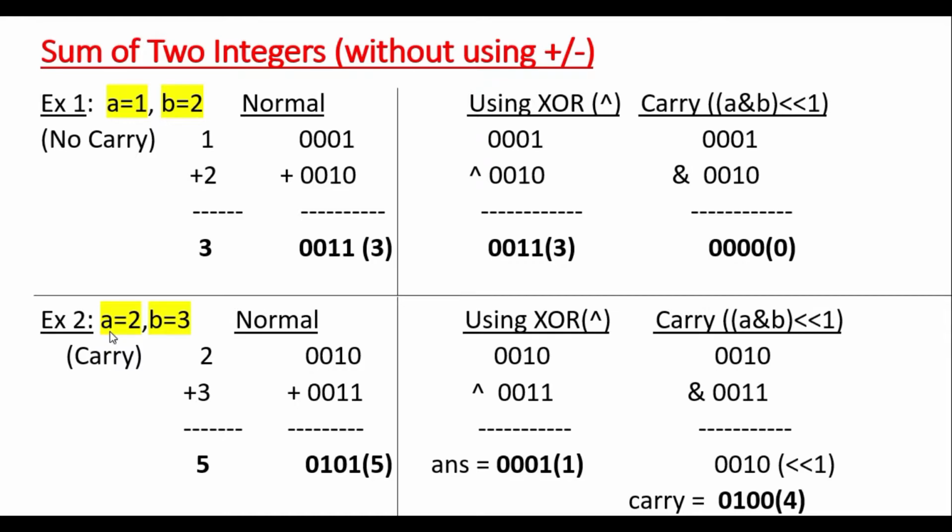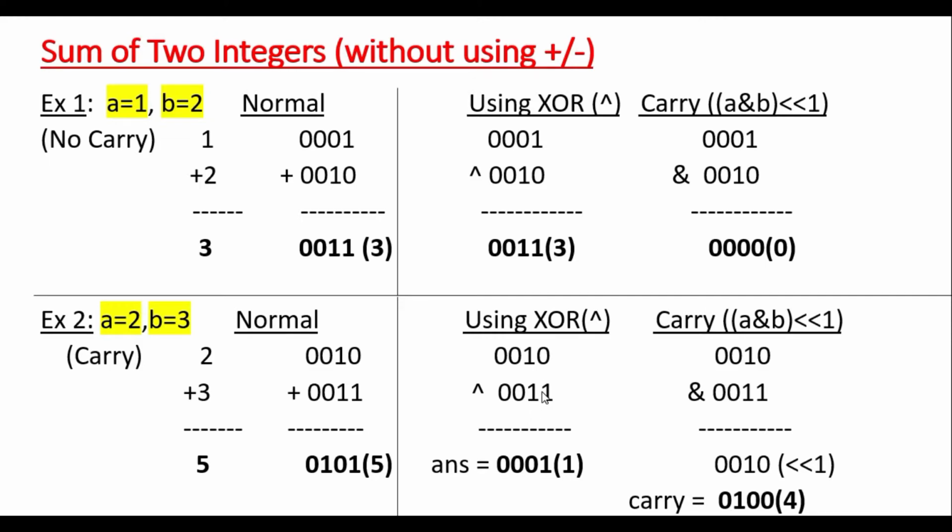A is equal to 2, B is equal to 3. So 2 plus 3 is 5, and 0010 plus 0011. So when you do the math, 0 and 1 is 1, 1 and 1 is 0, and 1 carry. So the 1 will be written here. Yeah, here we are using XOR, right? 0010 XOR 0011. 0 and 1 are different, so 1. 1 and 1 are the same, right? So 0 0 0. So here the answer is 1, and there is a carry, right?